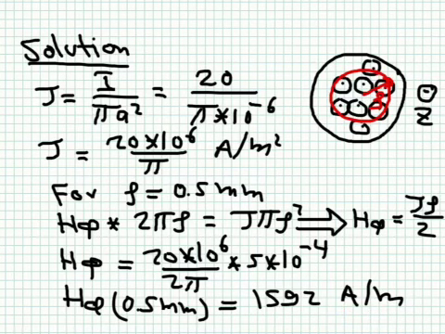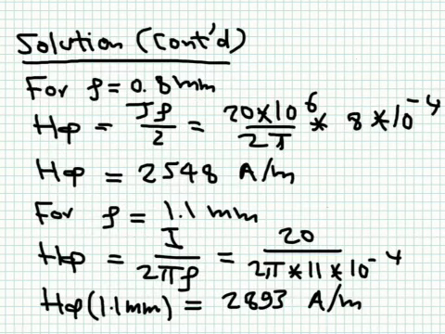We repeat exactly the same steps for the 0.8 millimeter and 1.1. For the 0.8 millimeter, you are still inside the wire, so the same expression we had earlier still applies. H phi is equal to J rho over 2. This is J, 20 times 10 to the power 6 over pi. Rho in this case is 8 times 10 to the minus 4, and this will give you 2548 ampere per meter. And you can see the magnetic field is increasing as you approach the 1 millimeter radius of the wire.